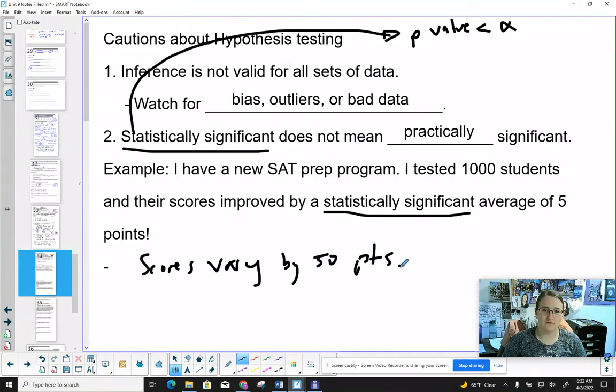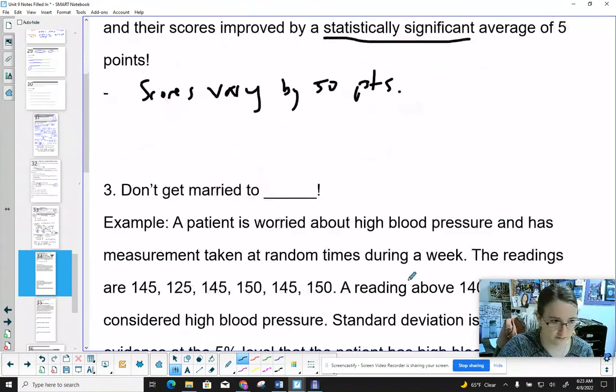So an average change of 5 points doesn't quite work out for us. It doesn't really help anything. You're like, great, it improved by 5 points, but the scores varied by 50 points. Just by taking the test again, your score can change by plus or minus 50 points. So improvement by 5 points is not practically significant.